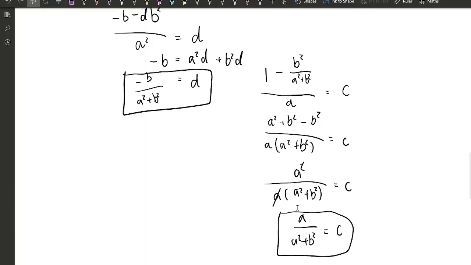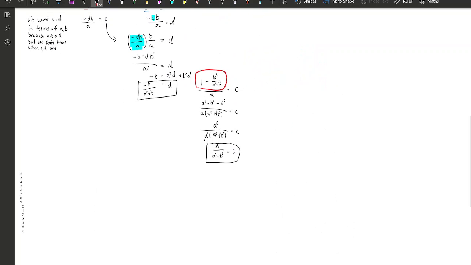And do algebra. So what I did was turn this numerator bit into a single fraction. Right? And once it became a single fraction, it simplifies down to c, and that's the end of the question.